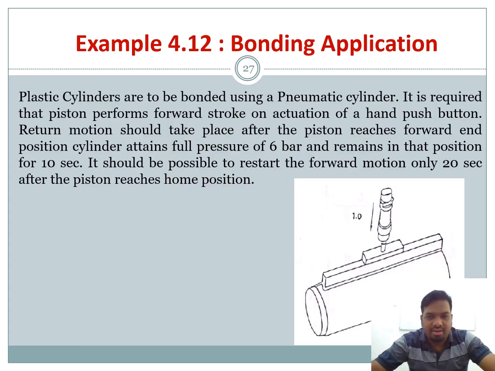Then you have another type of time delay problem. You can see here plastic cylinders are to be bonded using a pneumatic cylinder. It is required that the piston perform a forward stroke on actuation of the push button. Return motion should take place after the piston reaches the forward end position, the cylinder attains full pressure of 6 bar, and remains in that position for 10 seconds. Once it is extended, it remains for 10 seconds, and then it will start to retract, and your next cycle will only start after 20 seconds.